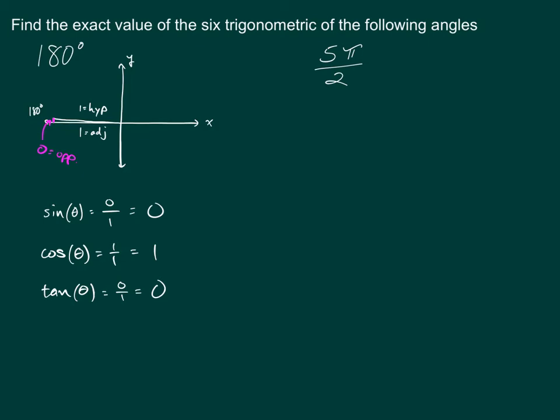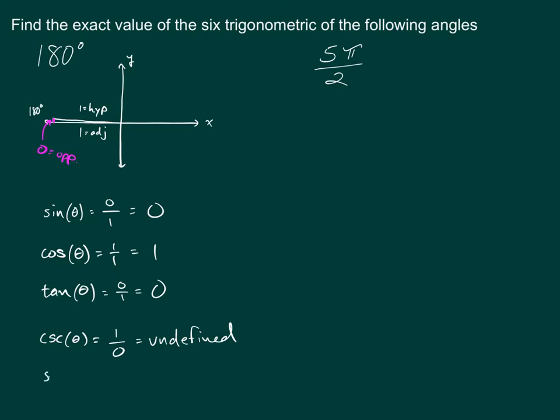Now, funny things start happening when you look at the reciprocals of these fractions. So for example, if you look at the cosecant of theta, I'm just going to reciprocate this fraction right here. So that is 1 over 0. 1 over 0 is undefined, and so we write undefined. So the cosecant is undefined at 180 degrees.